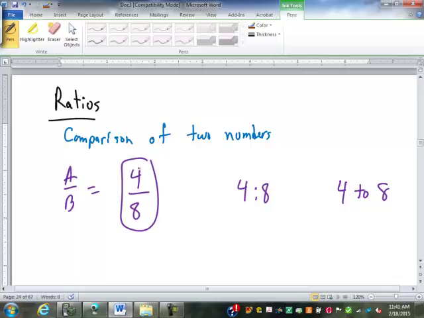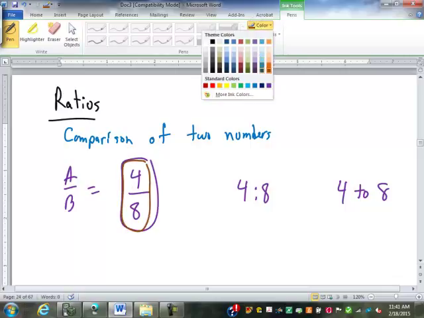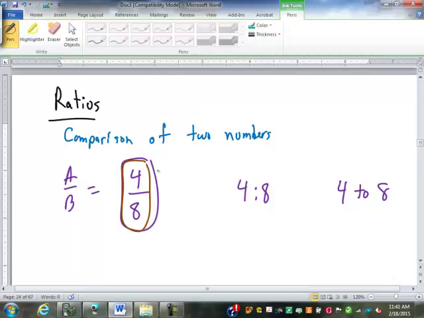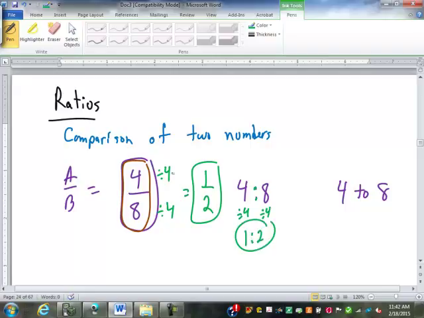For the most part, I prefer to write it as a fraction, because as a fraction, we can do a lot of things with it that we normally would do with a fraction. For example, I can reduce it by dividing both numbers by 4 to get a 1 to 2 ratio. I could do the same in this form here by dividing. It's just I'm not used to doing that. I can still divide both numbers by the same thing to get 1 to 2. It's just I'm much more used to seeing it done in a fraction.